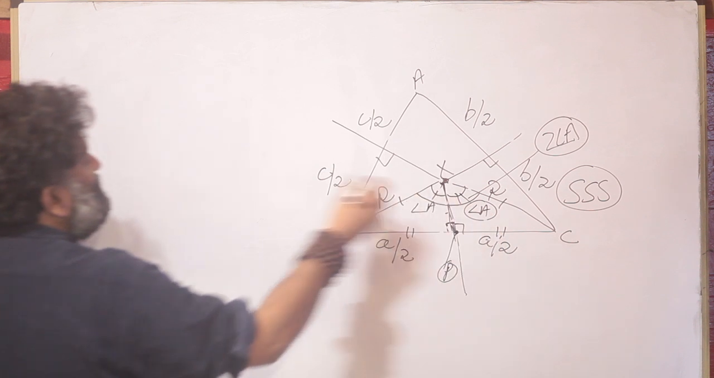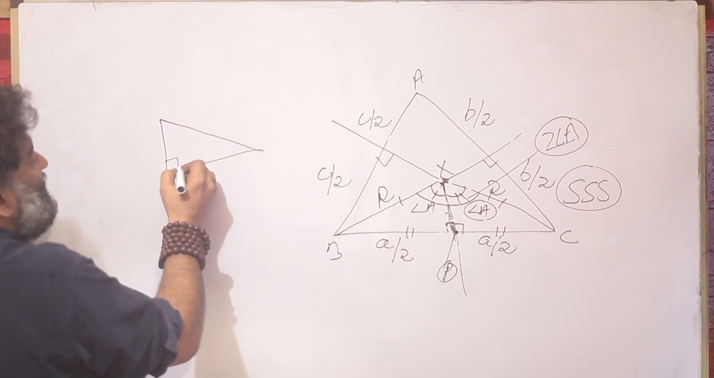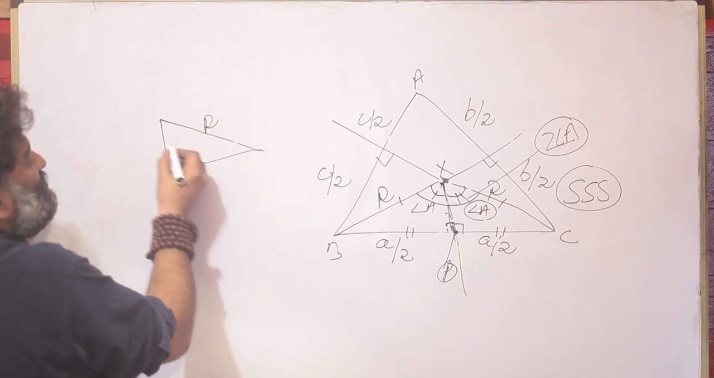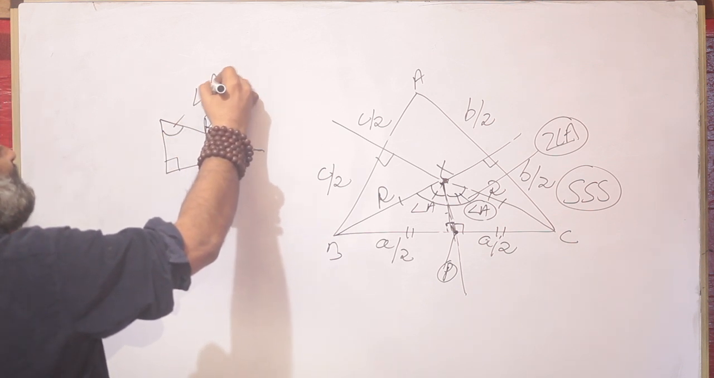Now I want to zoom into this triangle. Let me draw it out again. It's a right angle triangle. This is 90 degrees. This is R. This is A by 2. And I'm calling this angle A.